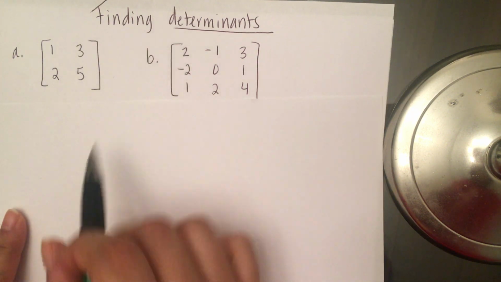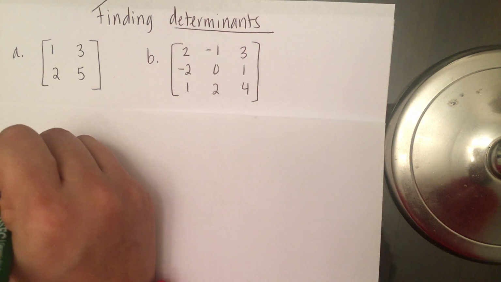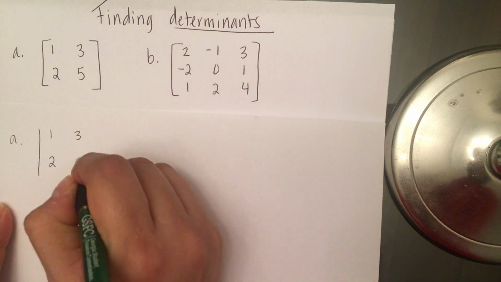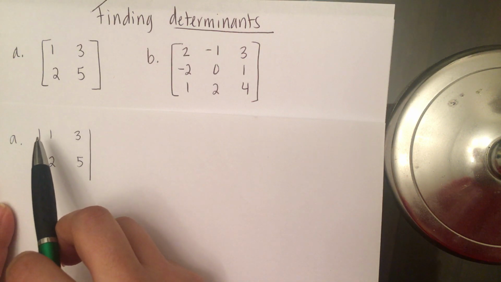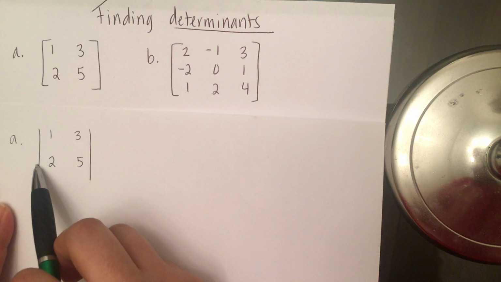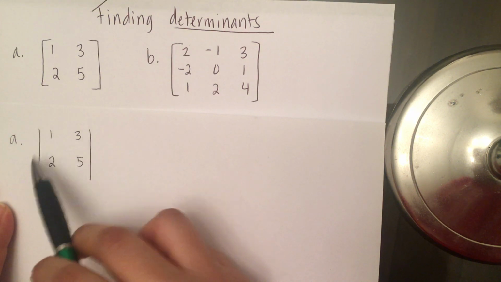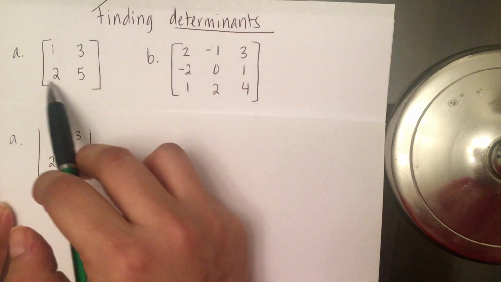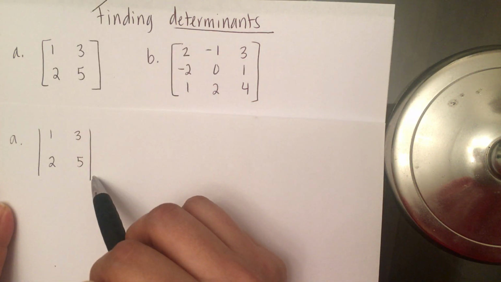So the first one we are going to do is example A. To find the determinant of this matrix, I'm going to first copy down that matrix, and it's 1, 3, 2, and 5. You will notice that whenever we find the determinant of a matrix, you only see the lines that look like an absolute value. It doesn't mean that it's an absolute value. That's just the way that they write the determinant. This is a regular bracket. That's a matrix. This is asking us to find the determinant.